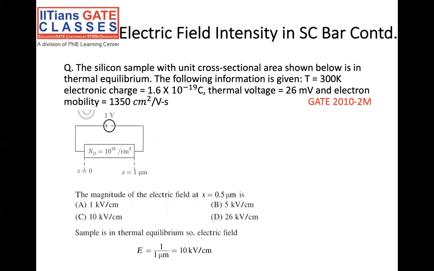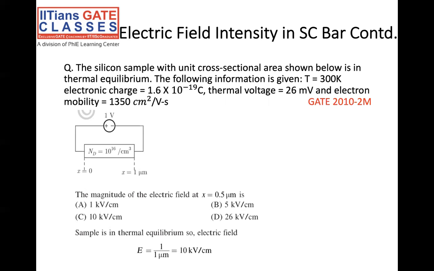So the question is: the silicon sample with unit cross section area shown below is in thermal equilibrium. The following information is given: T equal to 300 Kelvin, electronic charge is 1.6 into 10 to the power minus 19 coulomb, thermal voltage is 26 millivolt, and electron mobility is 1350 centimeter square per volt second. And this diagram is given that 1 volt is applied across the semiconductor bar of length 1 micrometer, and D is given, that is 10 to the power 16 per centimeter cube. So here they are asking the magnitude of the electric field at X equal to 0.5 micrometer is.